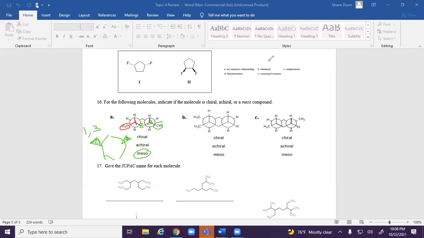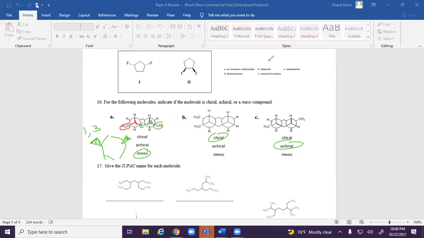Chiral, achiral. How'd you know? Well, for the first one, I just see it. If that doesn't have a line of symmetry, the two methyls are on the same side of the chair. Exactly. And for that one, they're on the opposite side, so it's completely symmetrical.